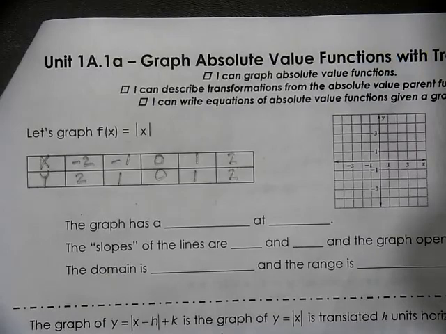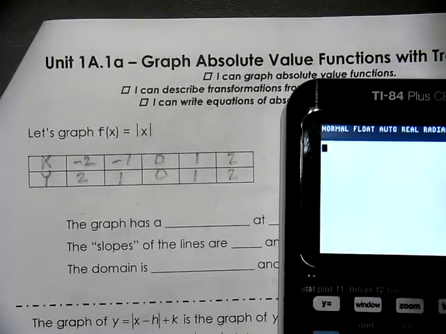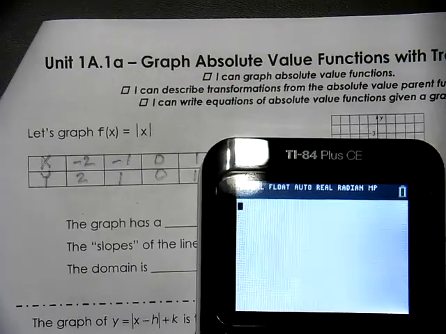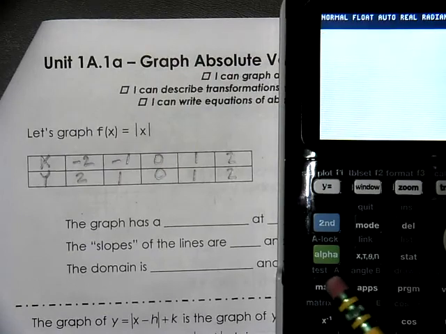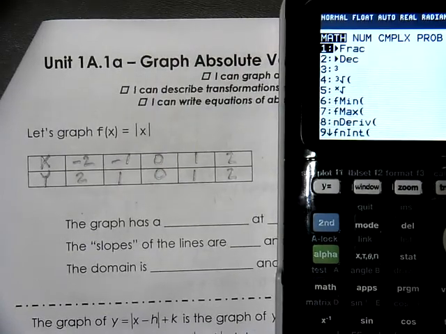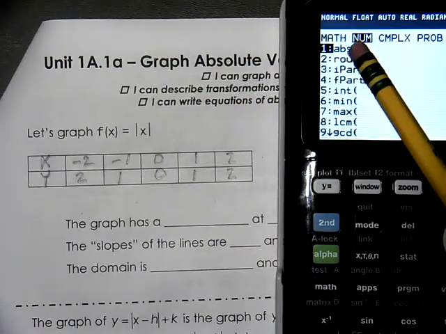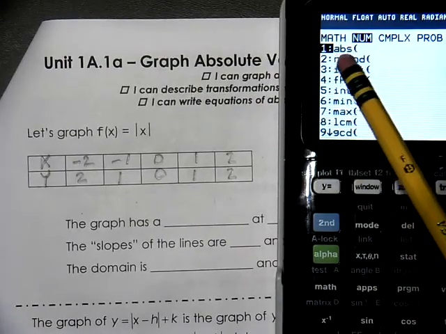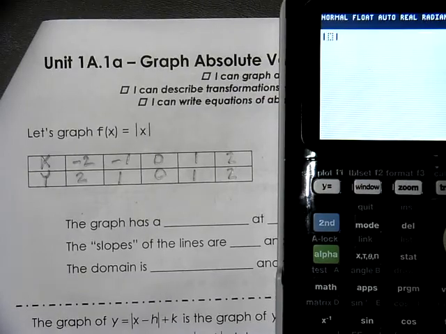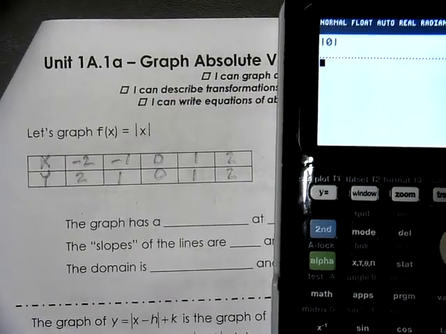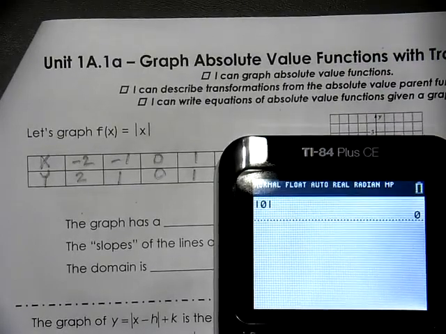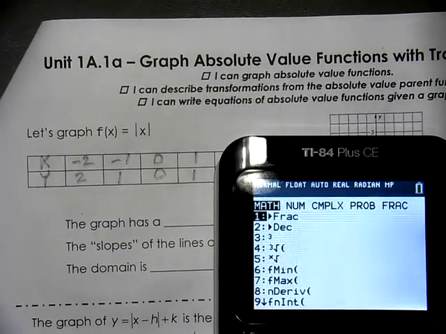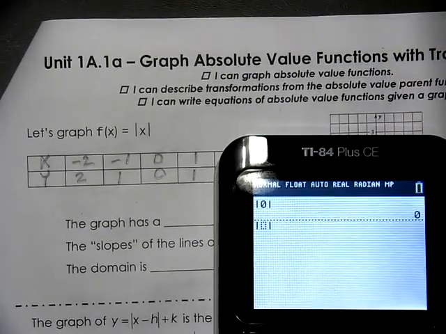If you're not sure about those, you can always go to your calculator. You can hit the math button. It's right here. Go over to number. And you'll see the first topic up there is absolute value. So you could say the absolute value of 0. And we get the answer of 0. Math, over to number, absolute value.